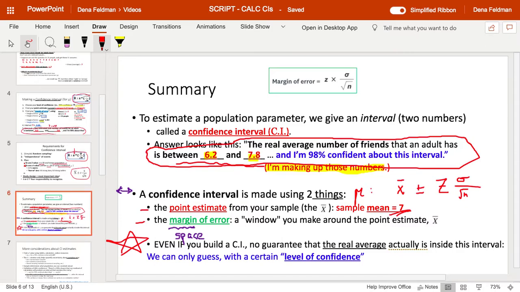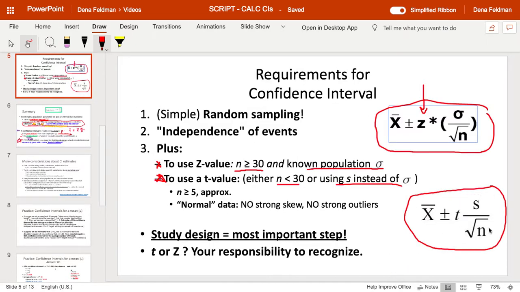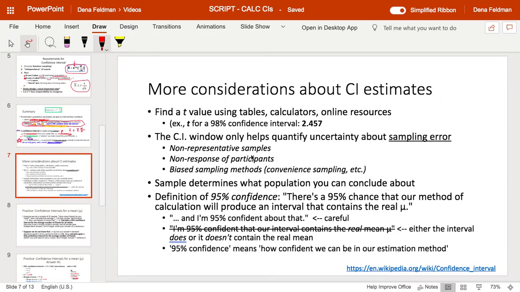So more comments about this, more things for us to keep in mind, is that you find a t-value just like you'd find a z-value using tables or calculators, online resources. So if I were to have needed a t-value in the example that I just did, I could use a table. The t-value I would need would be this number.